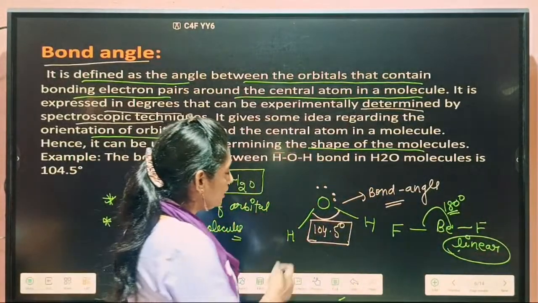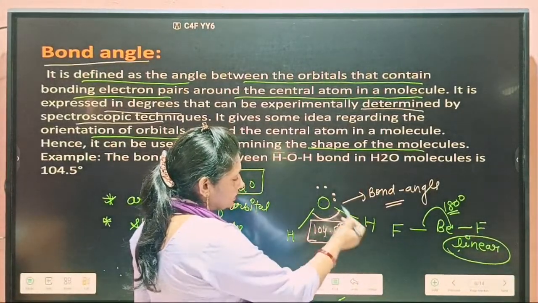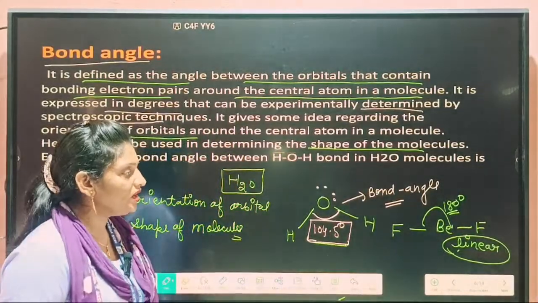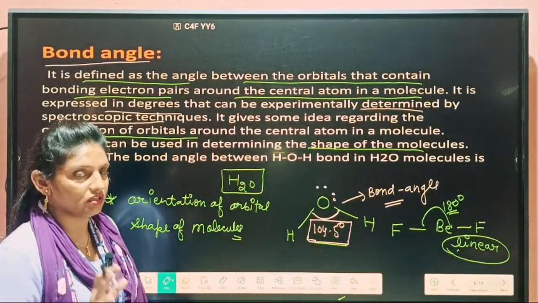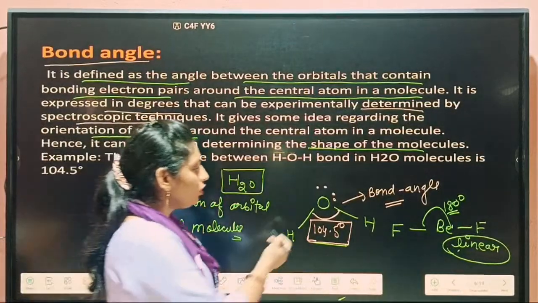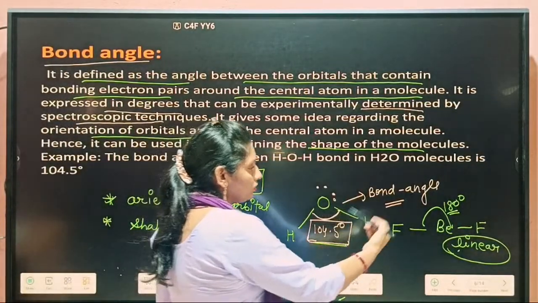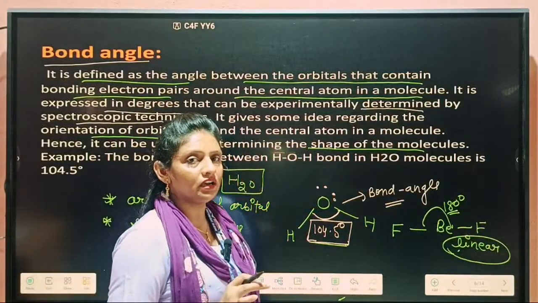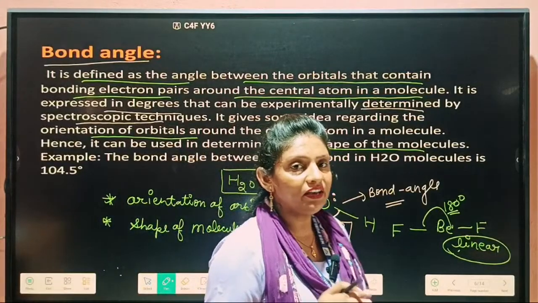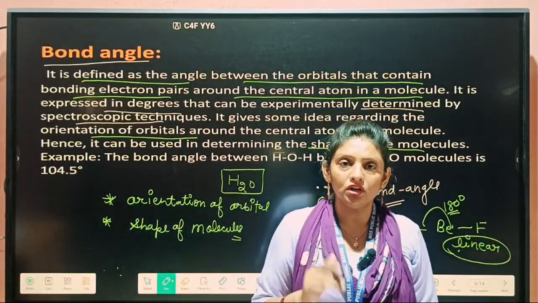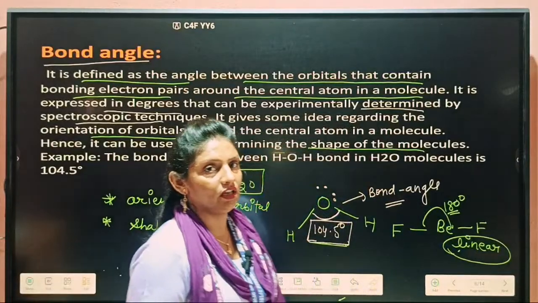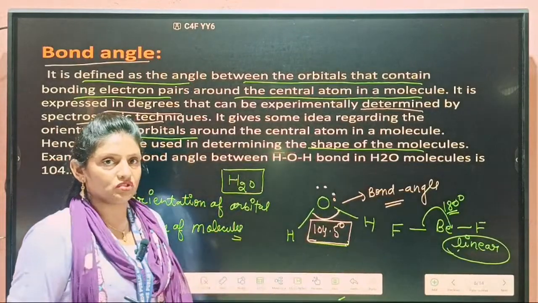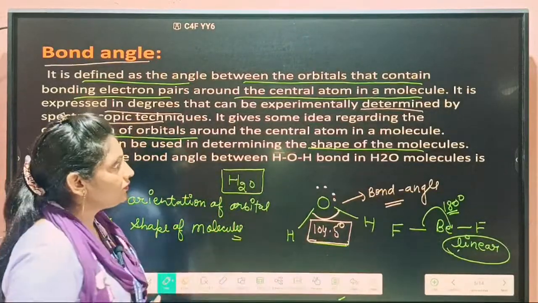Okay, students, here is the angle between oxygen and hydrogens. Here the bond angle is 104.5, which means they are showing some bent structure. They are not linear, because if they were linear, the angle should be 180 degrees. So students, by knowing the angle, we can have an idea about the shape of the molecules also. So what is the bond angle? The angle between the central atom and the surrounding atoms.